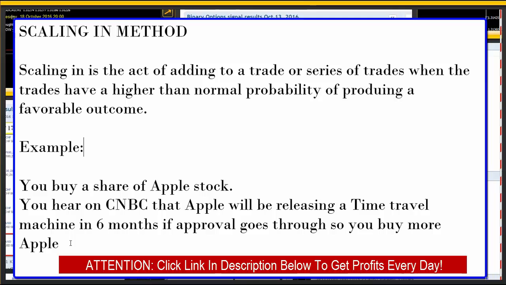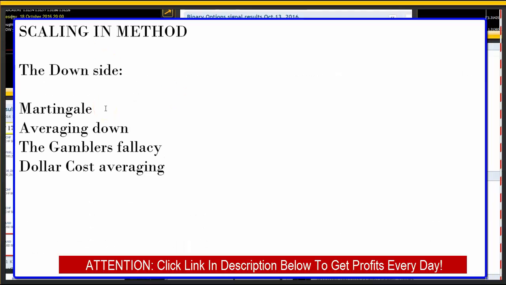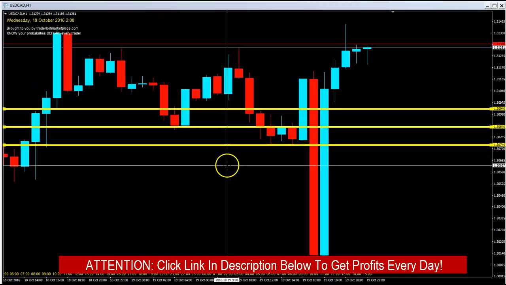So you buy more. Now there's a downside. Martingale, averaging down, the gambler's fallacy, dollar cost averaging, all of these mean the same thing. What do they mean? They mean you're going to blow out your account and have nothing if you continue to do this without strict parameter rules. Okay? So if you don't know what any of these mean, I'm going to show you just so that you know what not to do.